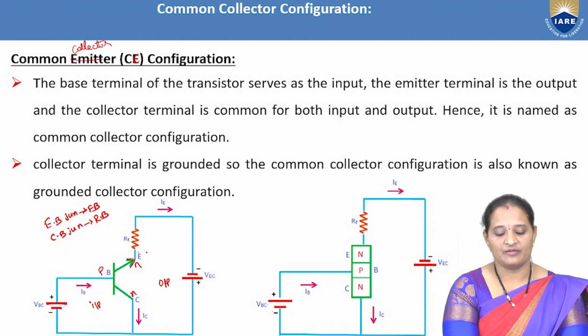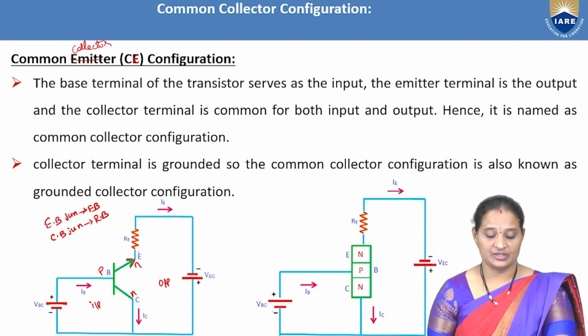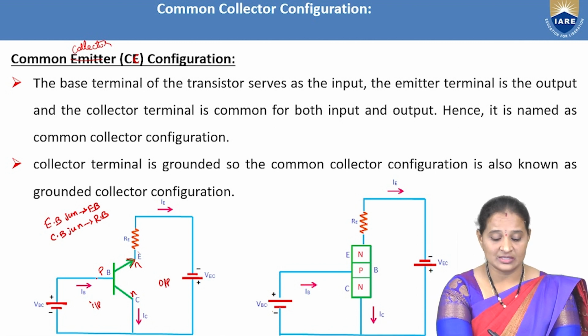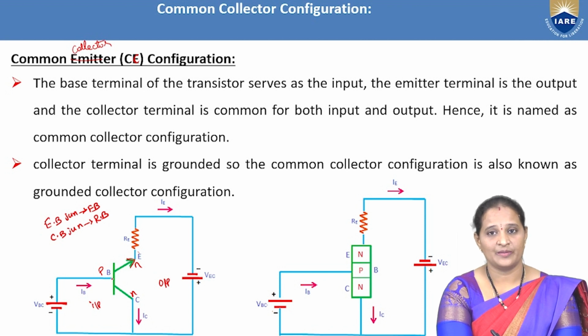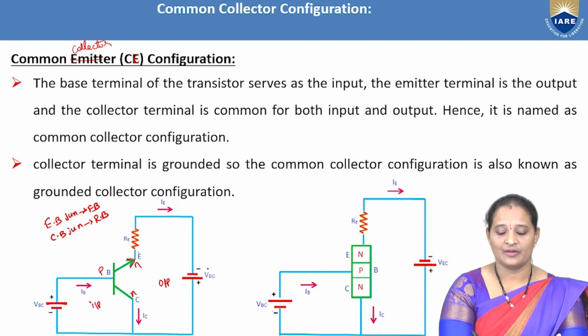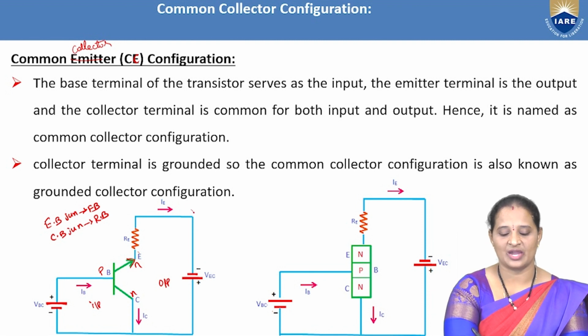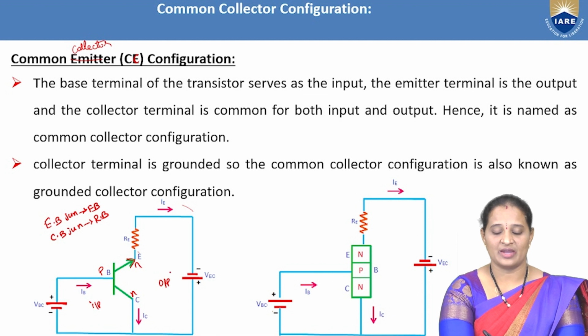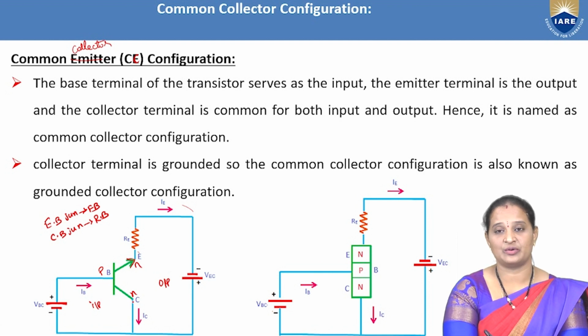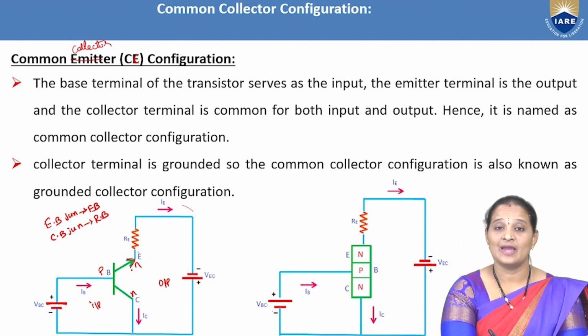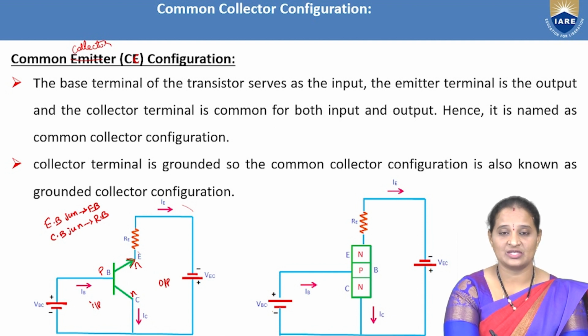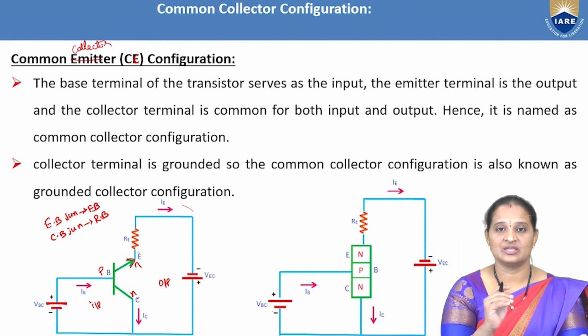Here the VBC, which is the external supply, is connected such that the base terminal is forward biased. And the VAC is connected such that the collector terminal is reverse biased and the emitter terminal is forward biased. That means the positive terminal is connected to the N-type collector and the negative terminal of the battery is connected to the N-type emitter, such that the emitter is forward biased and the collector is reverse biased.